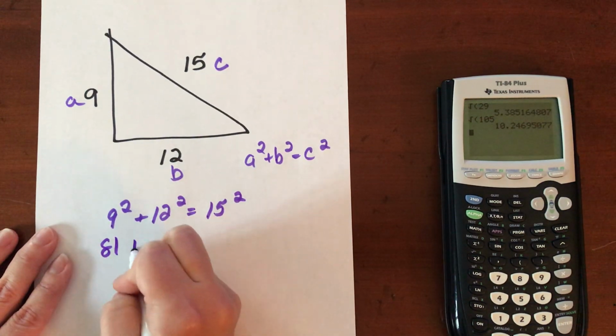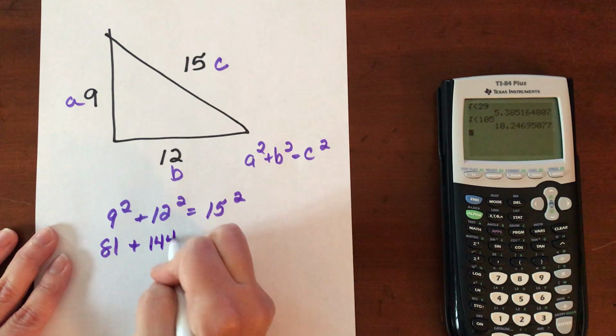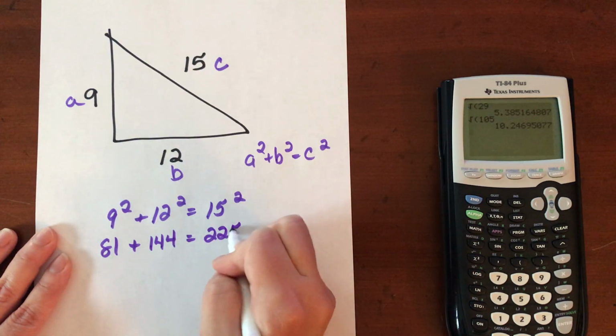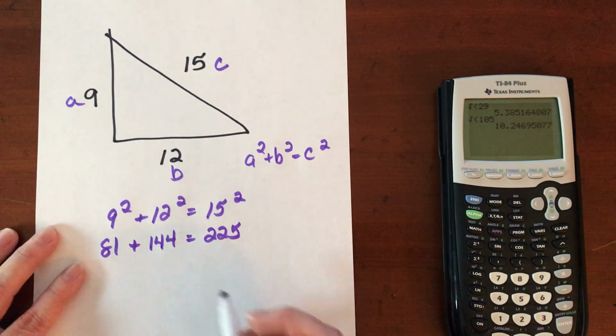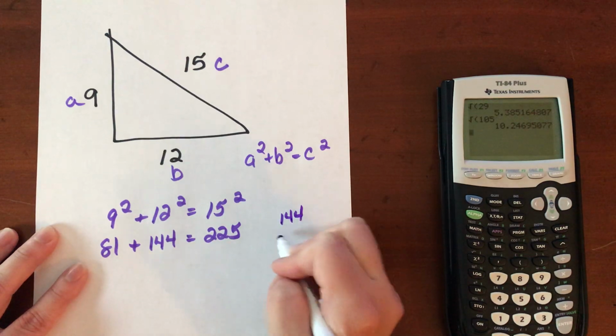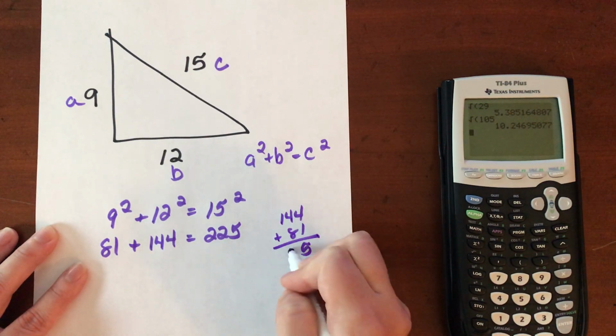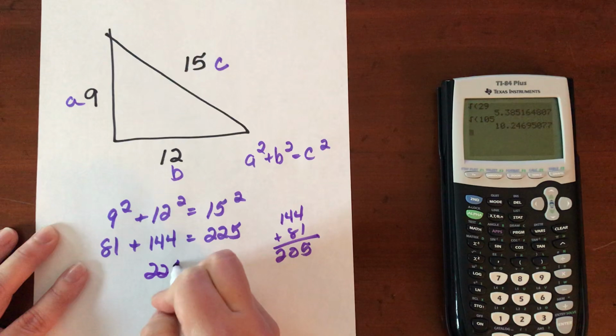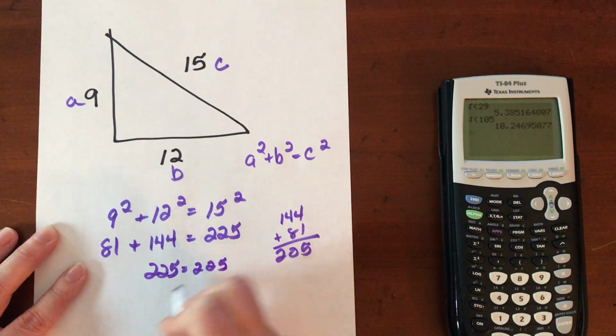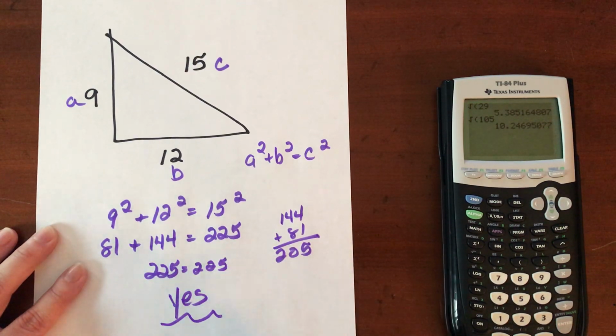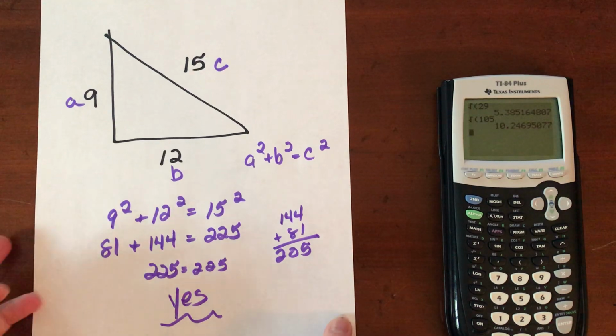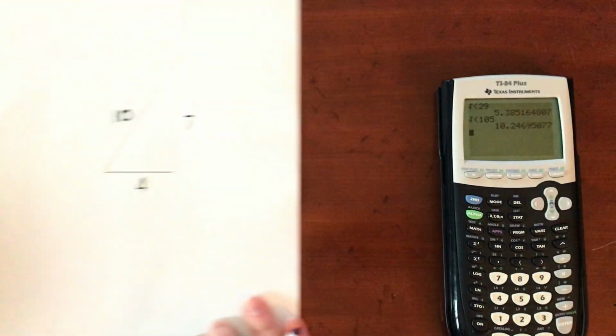9 squared is 81. 12 squared is 144. 15 squared is 225. Again, you don't need a calculator. You can just go over here and do 144 plus 81, 225, yep. 225 equals 225. So yes, this is a right triangle.